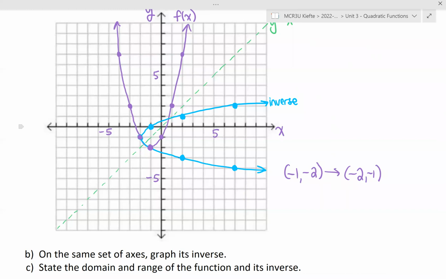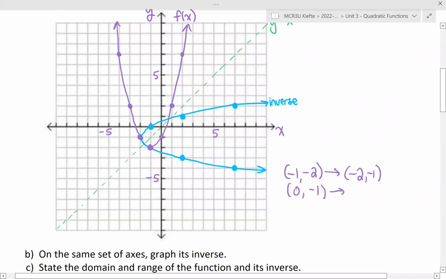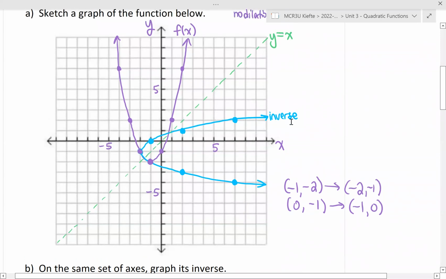Similarly, I can see that the original passes through 0, -1. So I know its inverse will pass through -1, 0. And that's how it passes through this point. So I did that for all of them and got this blue function here. Sorry, not function, relation. And just visually, we can see that it is indeed a reflection across this line.